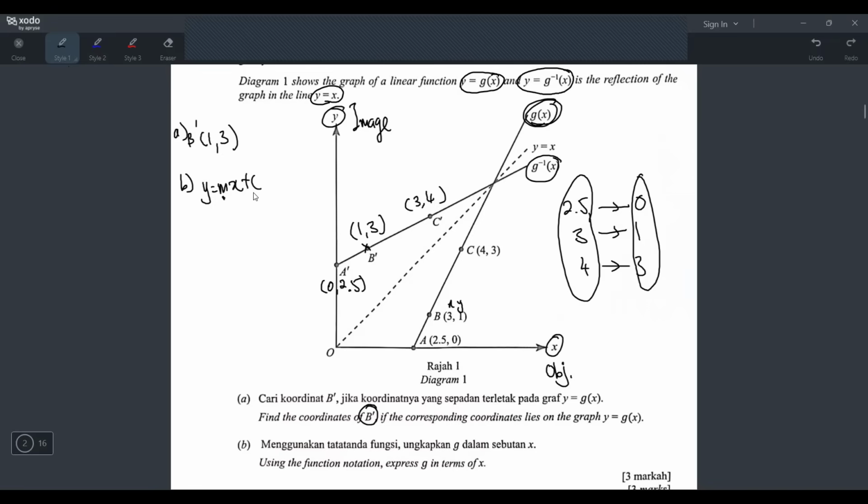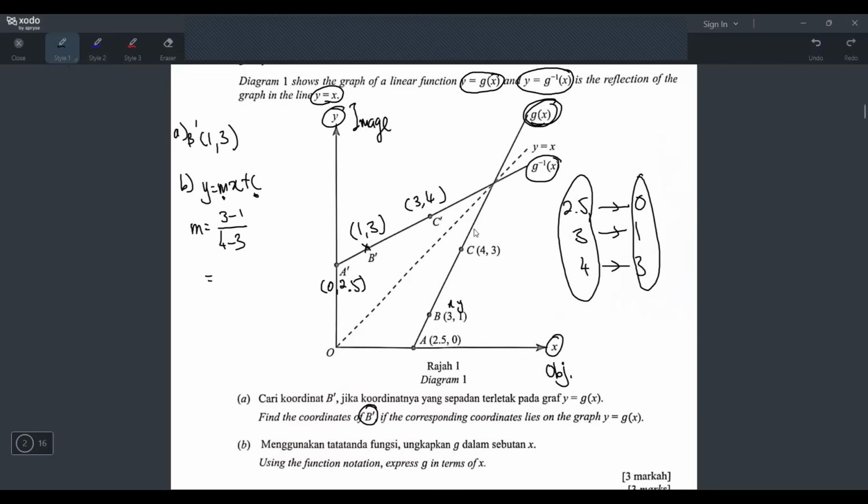And of course, we need the m and the c. m is the gradient, c is the y-intercept. For the gradient m, you can choose any 2 points on this line. I'm going to choose point B and point C. So I'll take y minus y, 3 minus 1, divided by x minus x, 4 minus 3. This is the formula for gradient, by the way.